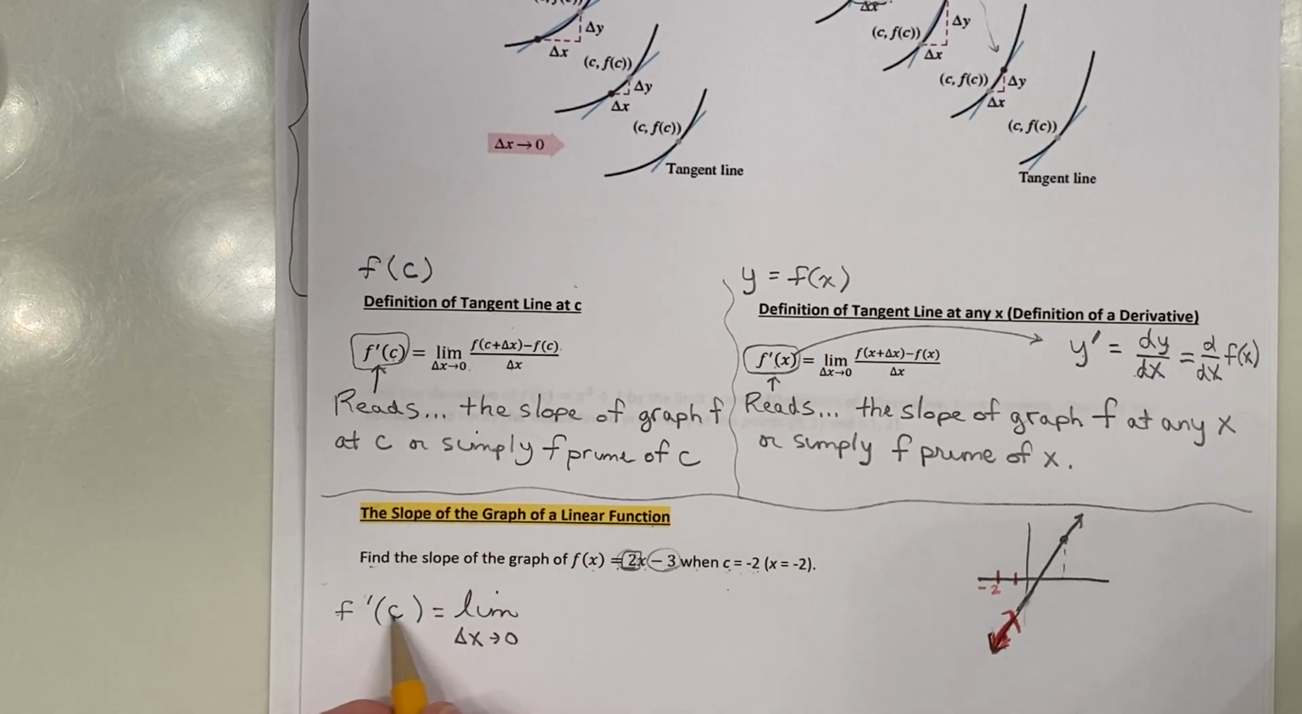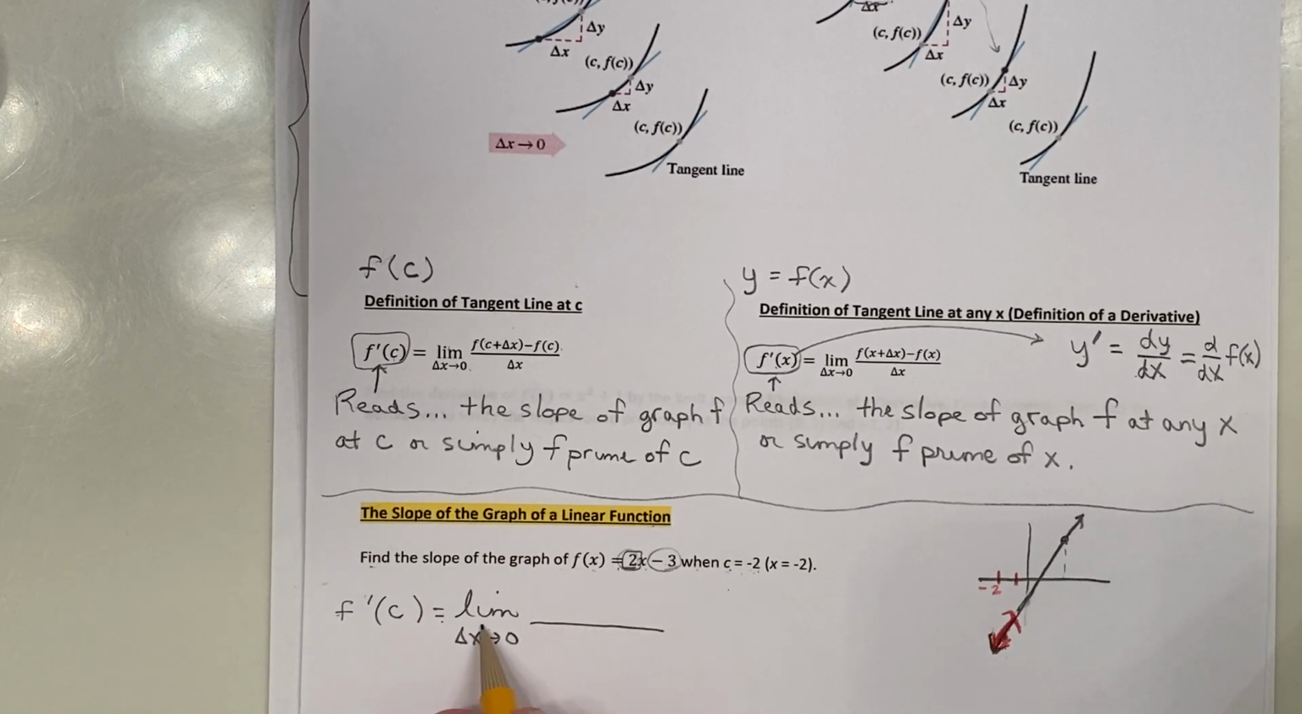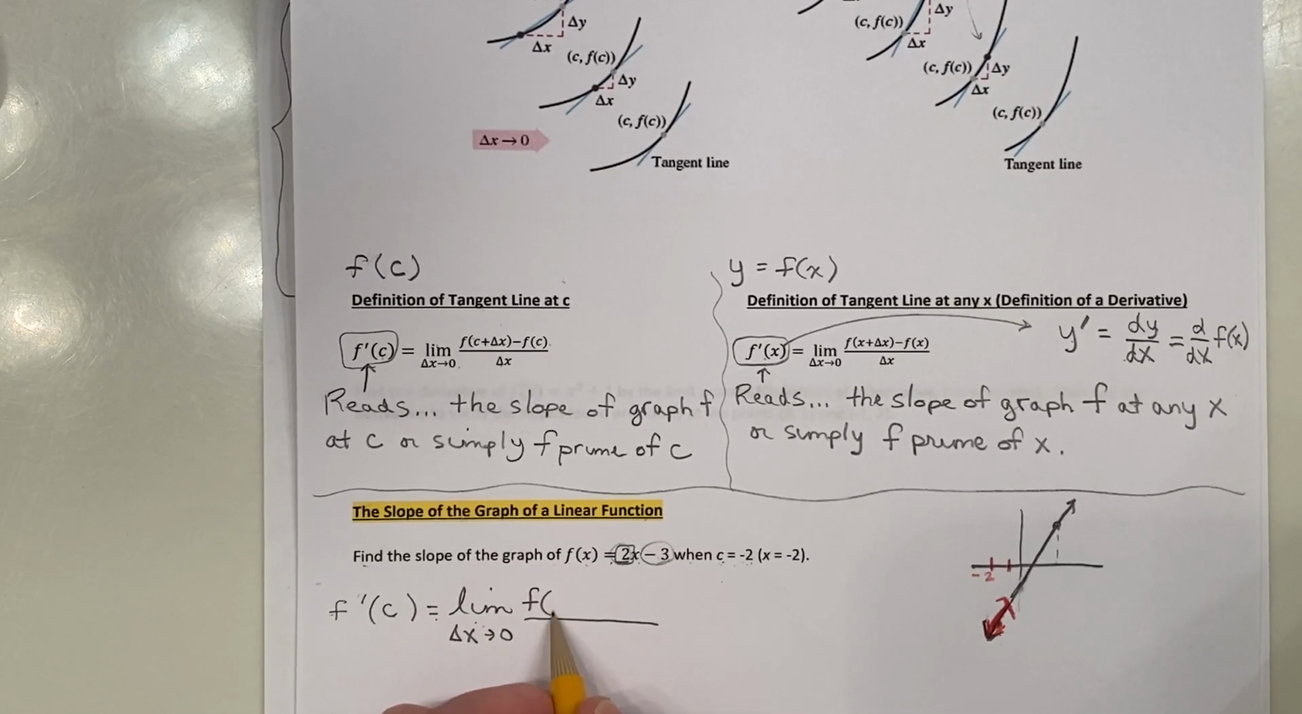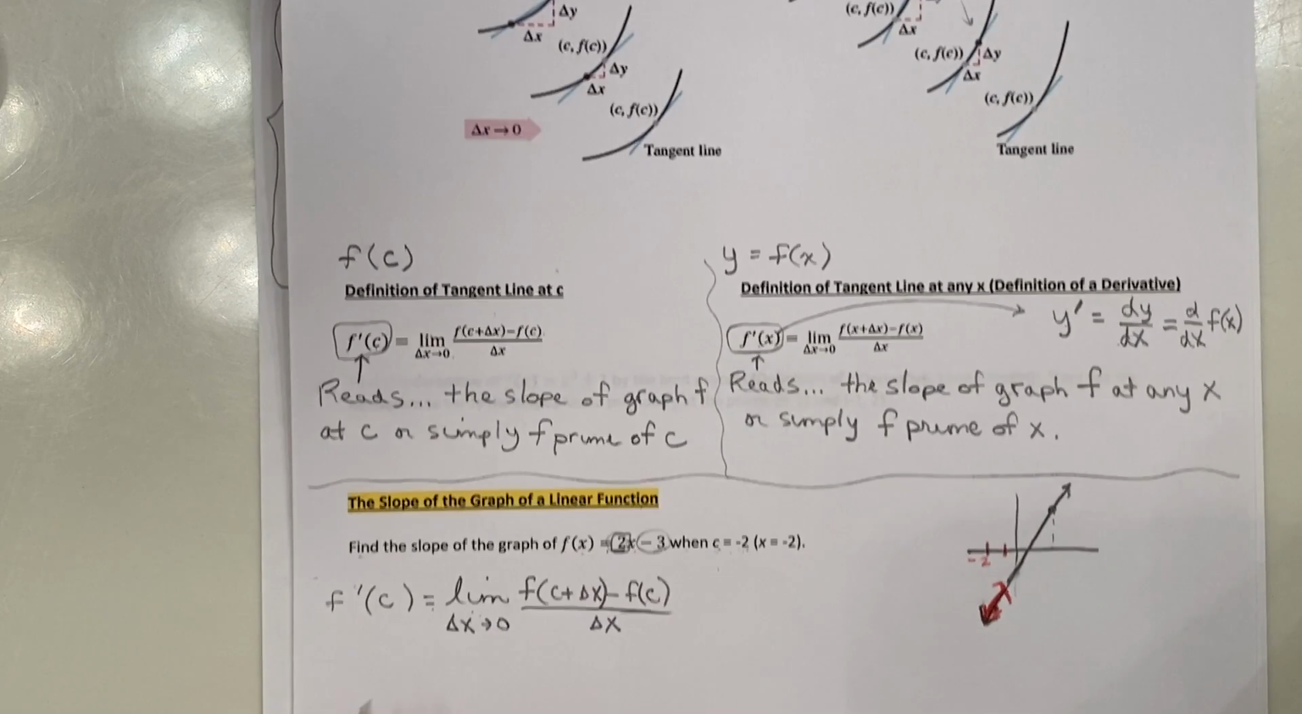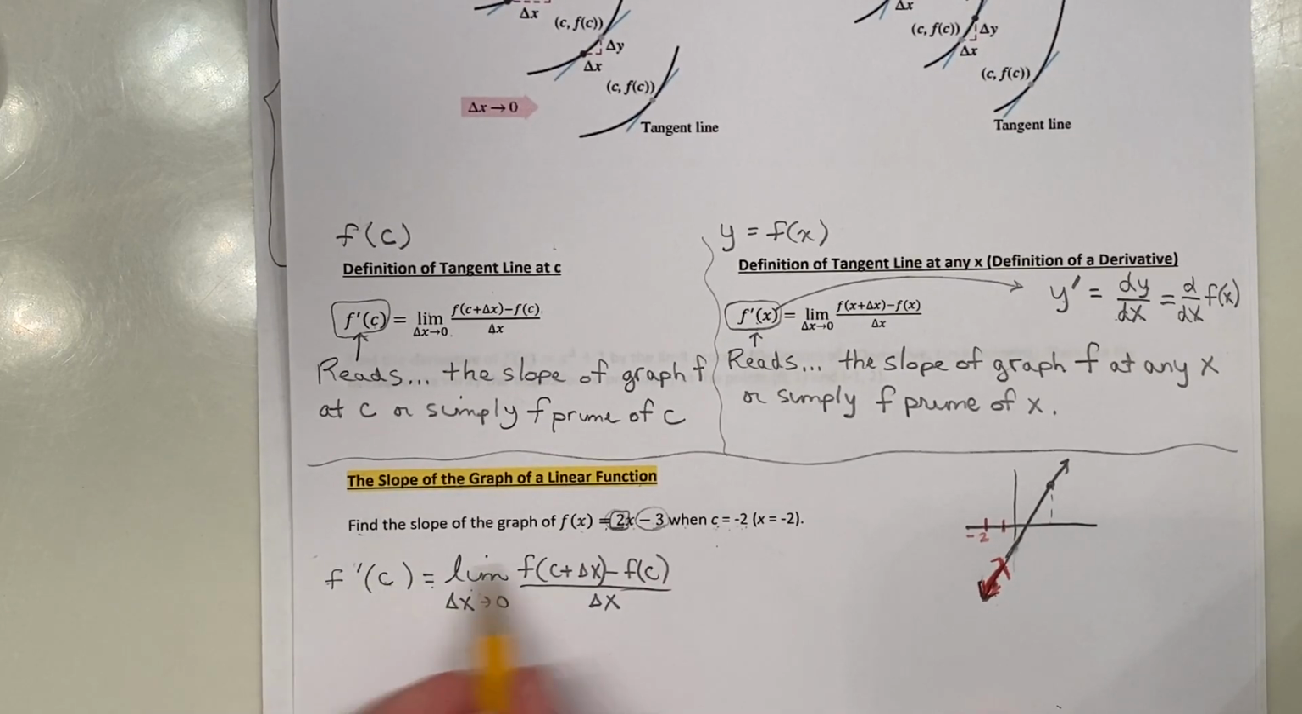So notice it's f prime of c and then the equals, then the limit. There's no space between the limit and the difference of the two y values. All right, so what's c? C is negative 2. So everywhere we see a c, we're going to replace it with negative 2.